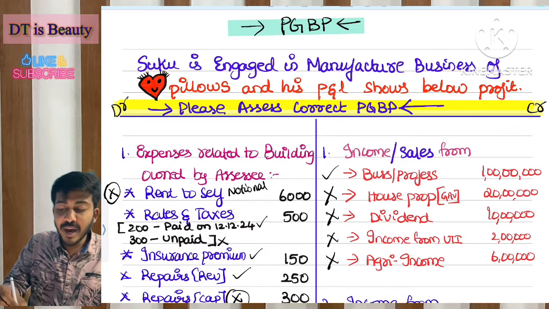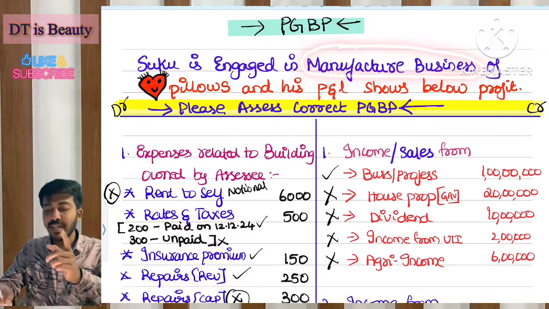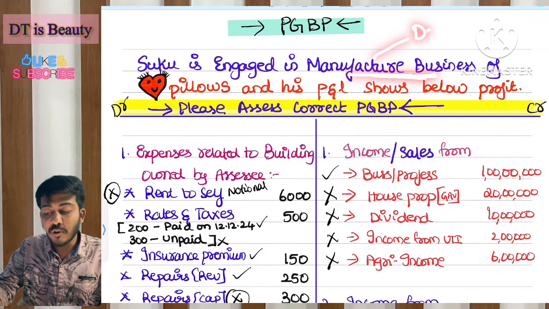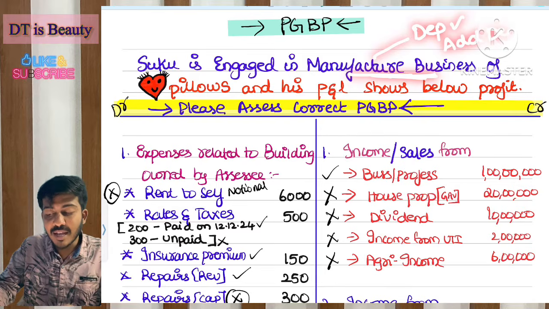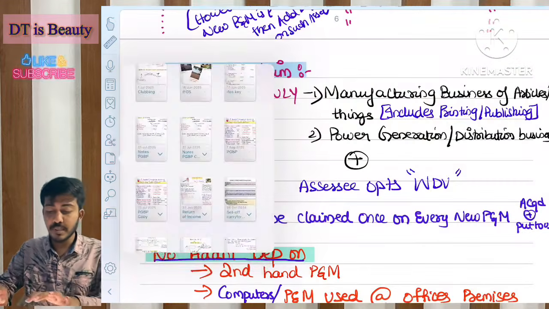Correct? If Sukumar is engaged in manufacturing business, as soon as you read the question and the words manufacturing business, you will have to write down that the assessee is eligible for depreciation as well as additional depreciation. Correct? If you write this in the exam as soon as you read the first line, it will be helpful. Now come back to the notes.